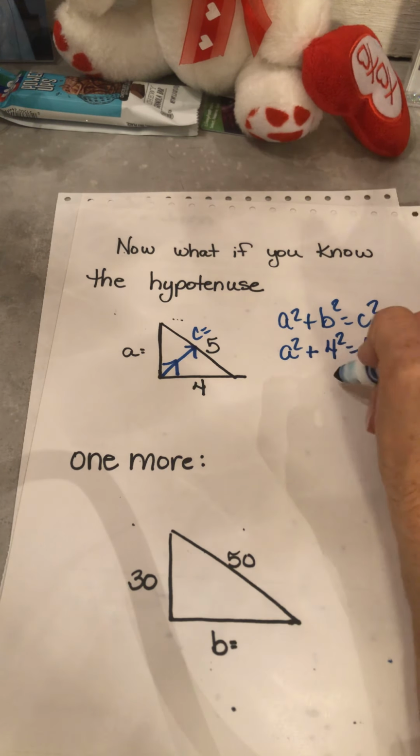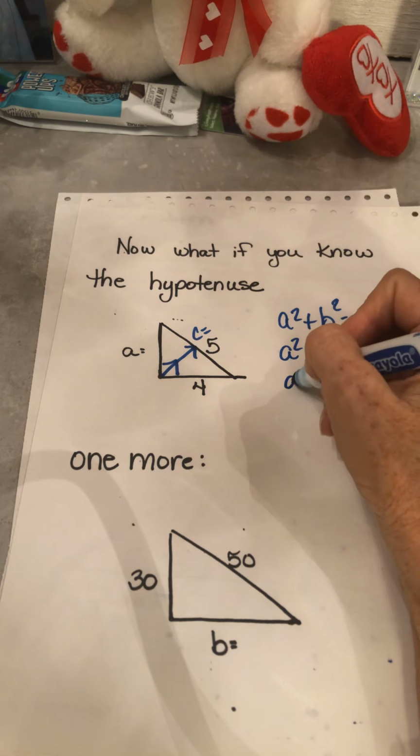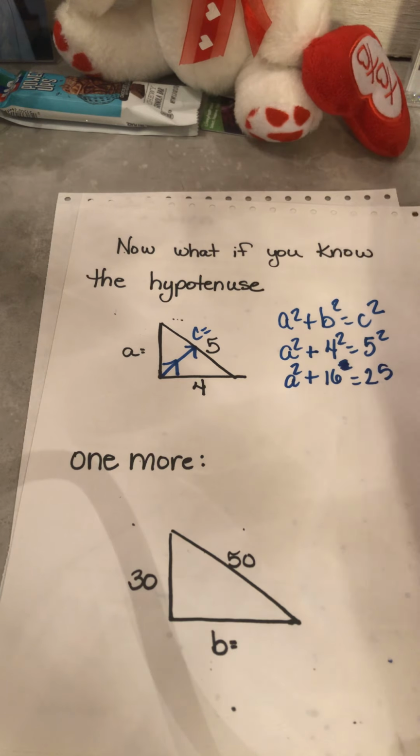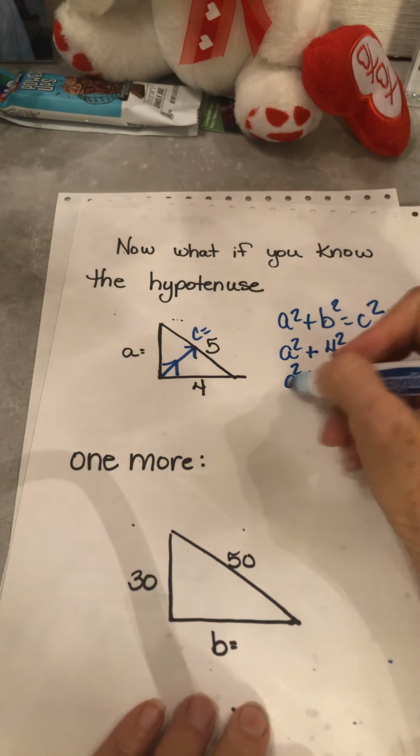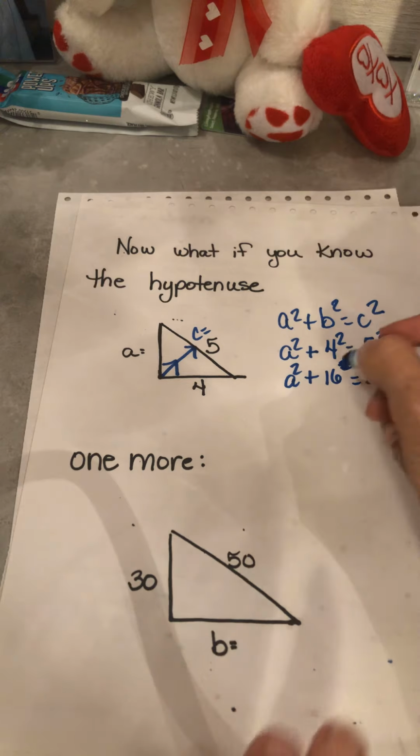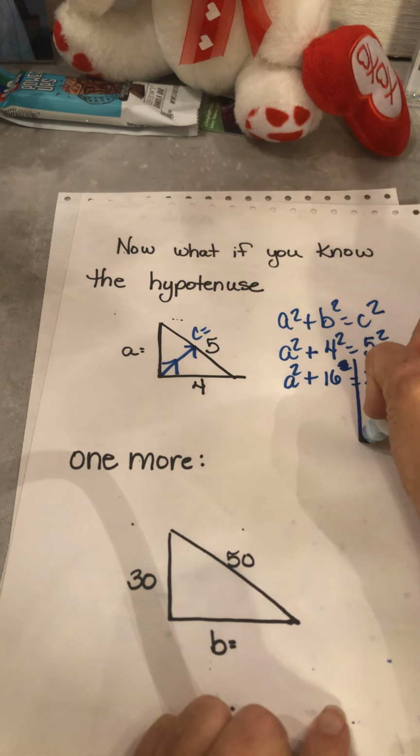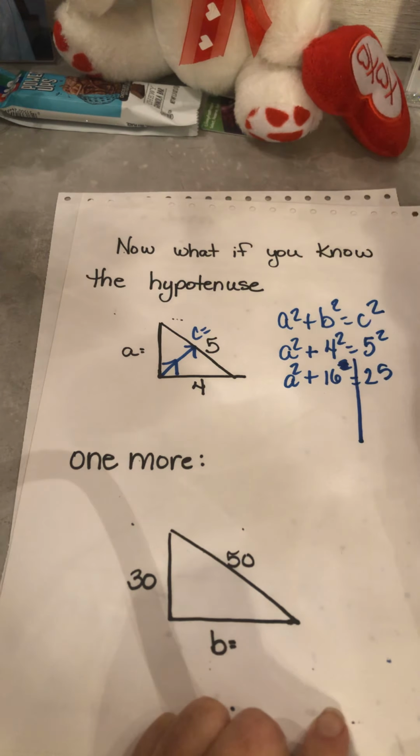So 4 squared is 16. I don't know a at the moment, and I know that 5 squared is 25. Okay, this is where it's different, so everybody pay attention to this. This is totally different than what we've been doing. Before, I always knew a and b and didn't know c. Now I know c. I've got to get a alone, so I'm going to draw my wall, just like we used to do in school.